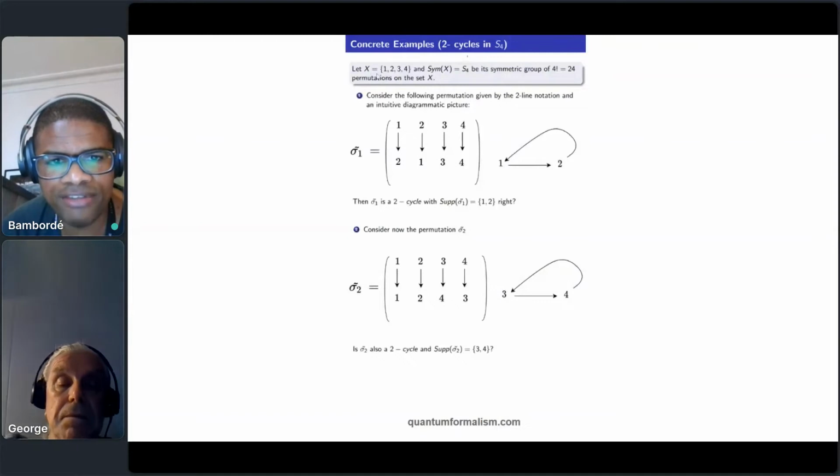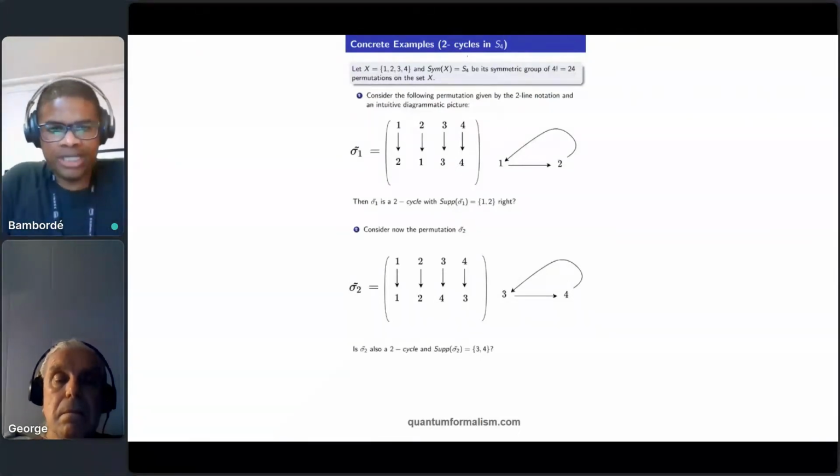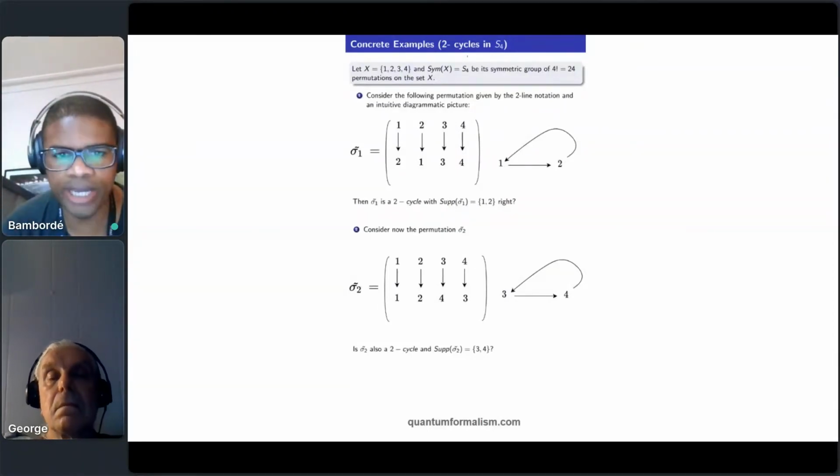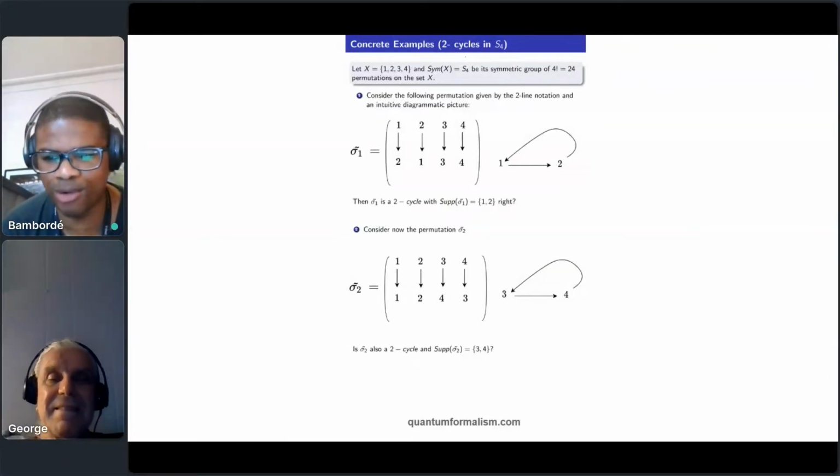So in this case, we have S4, which means that we are dealing with a set with 4 elements. As we covered last time, the symmetric group S4 has 4 factorial elements, permutations. In this case, 24. Now consider the following permutation given by the two-line notation, and I also added a bit more to it. I took some time to do this. It was a bit of a pain, but I hope it's worth it.